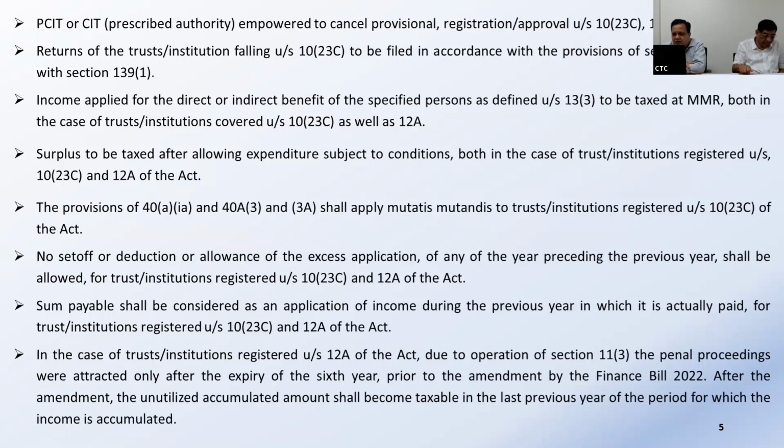No set-off or deduction or allowance of the excess application of any of the year preceding the previous year will be allowed to both types of organization. No set-off will be allowed. There were judicial pronouncements which said that if there is a deficit in one particular year, that deficit can be adjusted against the surplus of the subsequent year. Of course, there was no provision in ITR 7 to cover that, but now it has been totally removed. No set-off will be allowed.